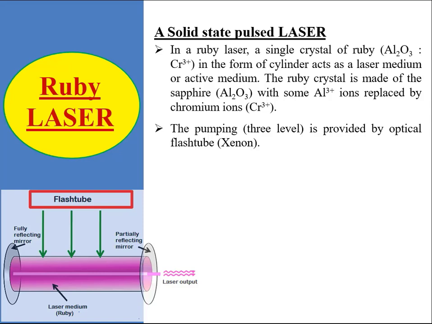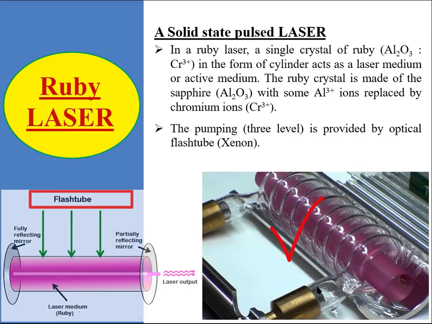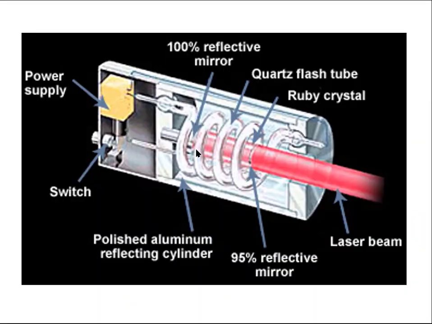In this laser, the stimulated emission of photons was provided by chromium ions. Ruby laser works on a three-level pumping scheme, where the pumping energy was initially provided optically by a xenon flash tube. This is the picture of a real ruby laser, where this is the ruby crystal and the xenon flash tube is wrapped around it. In this picture, the ruby rod is placed here and this rod is polished at both flat parallel ends.